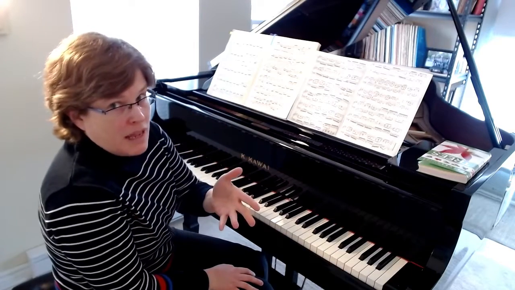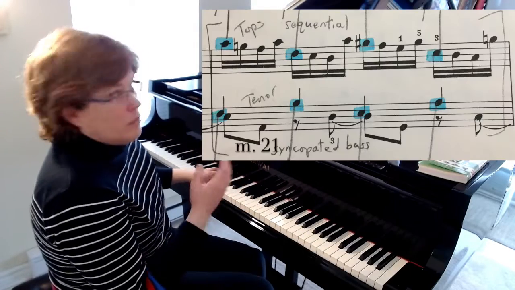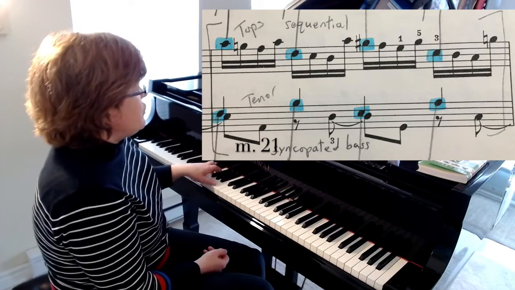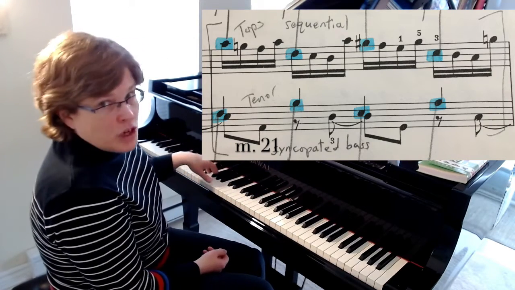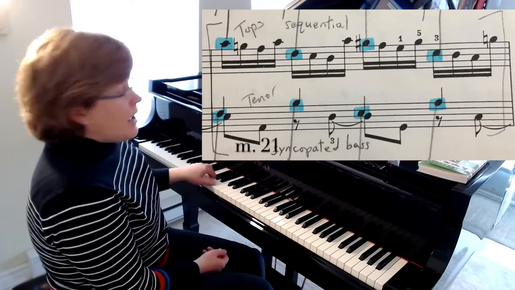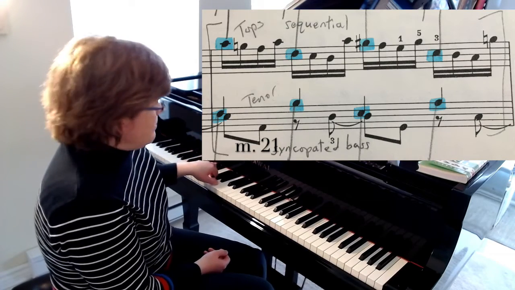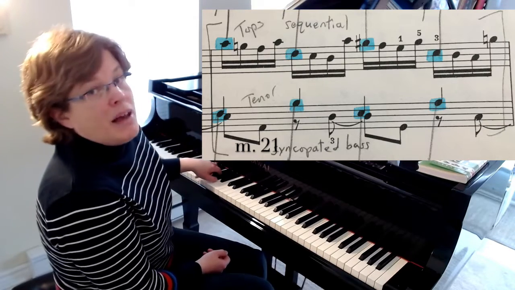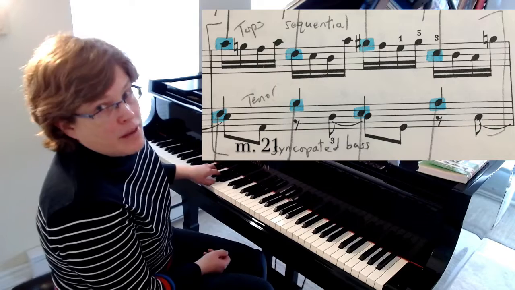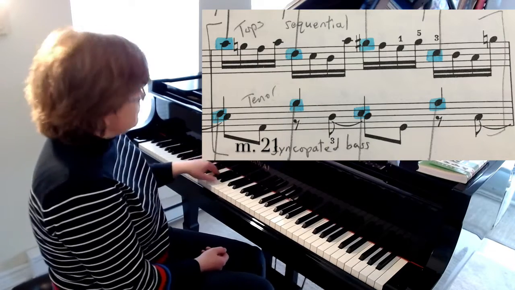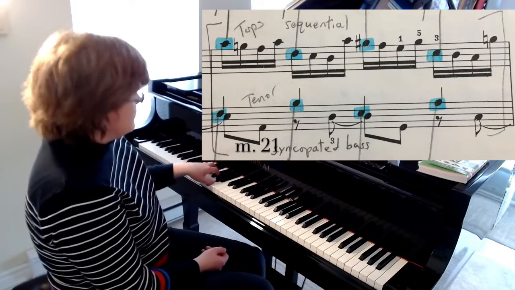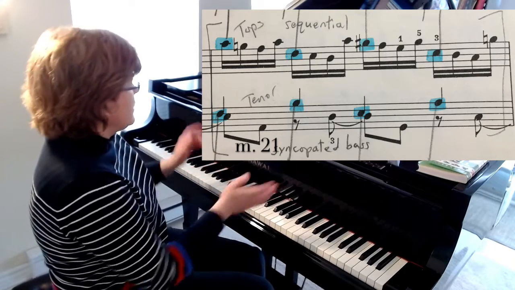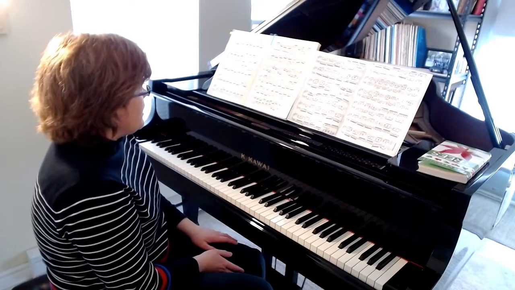What notes am I playing in the left hand there? Or what notes am I listening for in the left hand? This is measure 21. We've got the F sharp going up by fourth to B, down by fifth to E, up by fourth to A, and down by fifth to D. Right, so we get quite a lot of this.